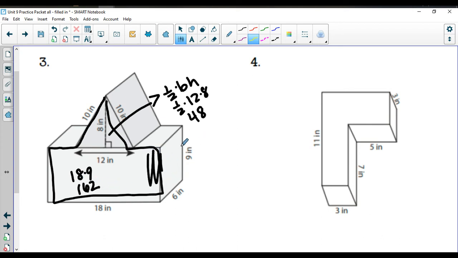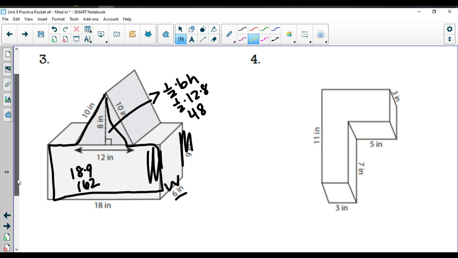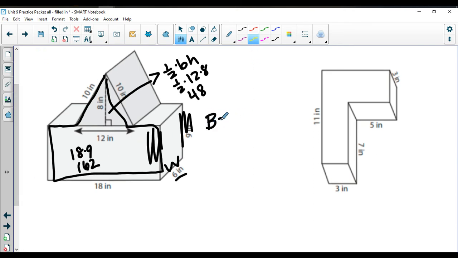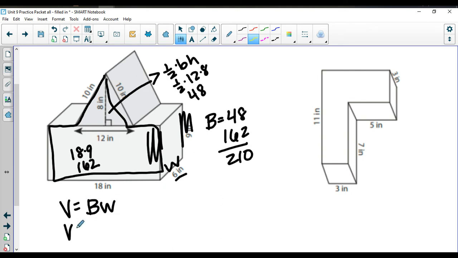Base is on the front here, base is on the back here. This section right here that connects them is my W. So for the area of my base, I add these together: 48 plus 162. And that gives me a total of 210. So volume is equal to BW. The B value is 210, the W is 6, and 210 times 6 is going to give me a total volume of 1,260 cubic inches.